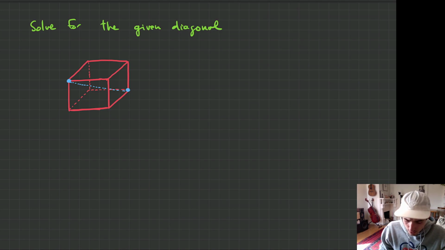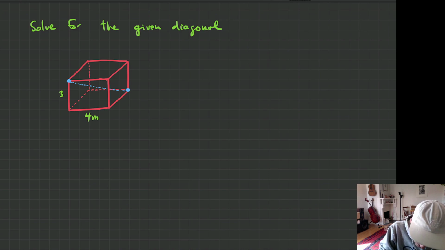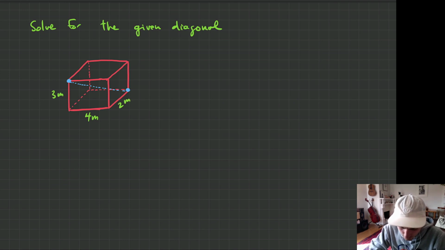And I should also point out that we should have these measurements. Let's say that this is 4 meters and this is 3 meters. And then let's say that this one over here is 2 meters. Okay. So there are several ways of tackling this type of problem.